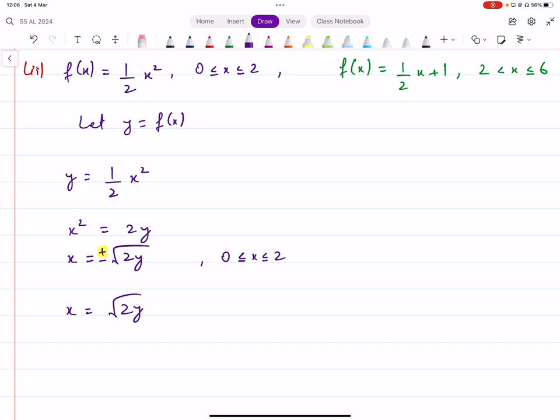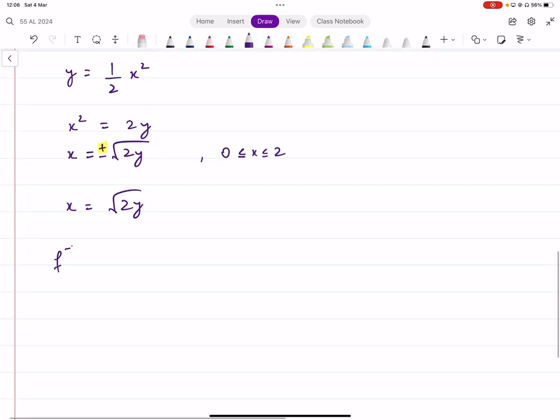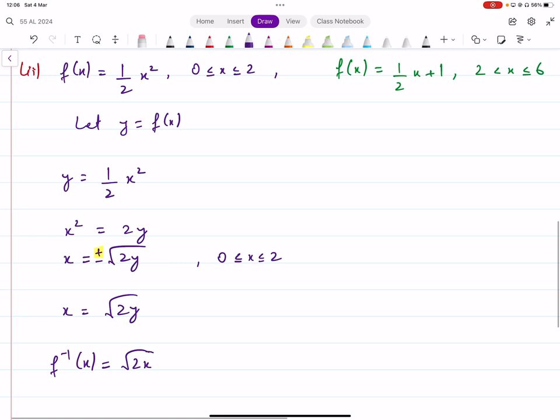Make sense? आपने प्लस माइनस डिसाइड करना होता है based on the domain of the original function. वो आपने डिसाइड कर लिया. What's the inverse now? f inverse of x equals square root of 2x. Is that okay? ये आपका फर्स्ट पार्ट का इन्वर्स आ गया.